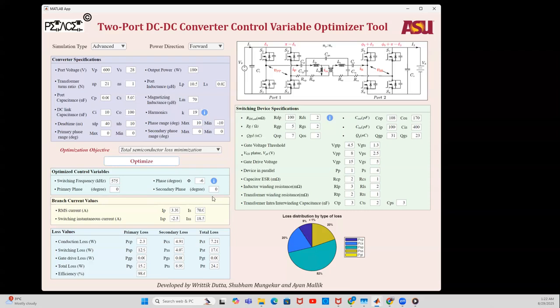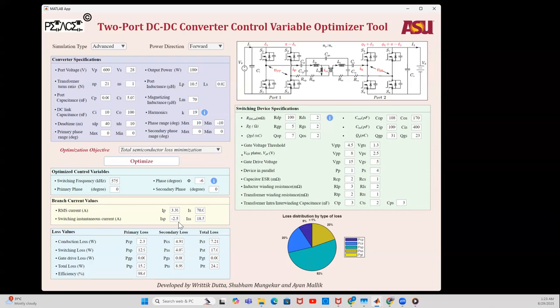Utilizing these control variables, we can go forward, and based on the device parameters obtained from the datasheets, we can calculate the associated losses. First of all, it shows the currents. We see that the primary side current is 3.35 amps and 70 amps on the secondary for that particular voltage and power level, and then the switching instant value.